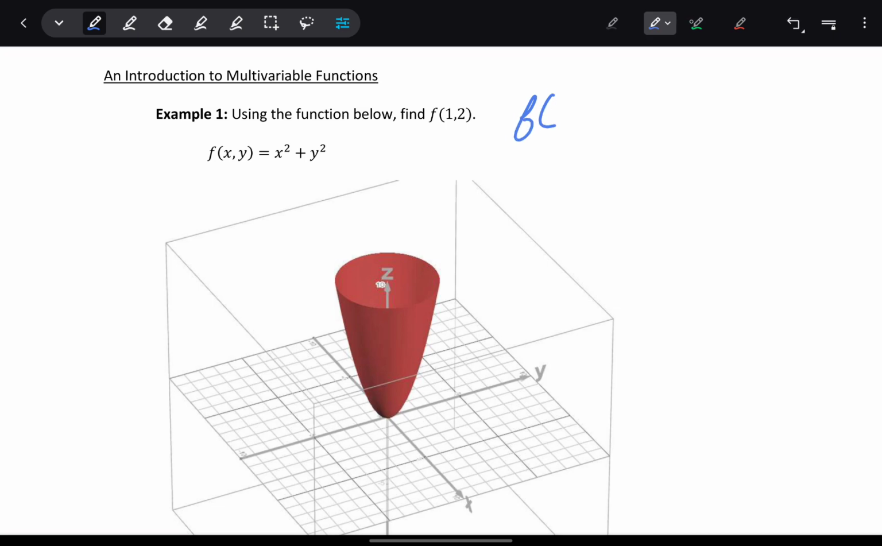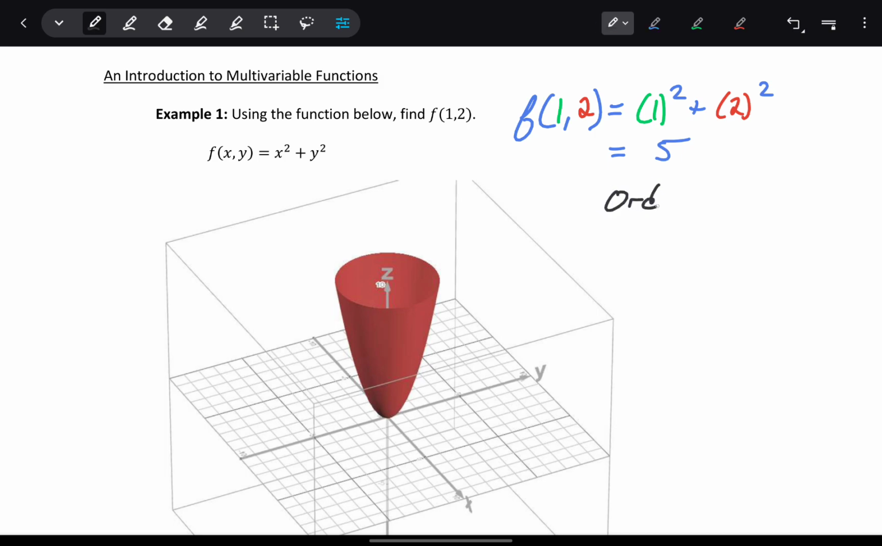In order to evaluate multivariable functions, we follow the same rules and ideas that we did with single variable functions, but we have to start paying attention to which values correspond to x, which values correspond to y, and make sure we're making appropriate choices. So to evaluate f of 1, 2, everywhere we have an x in our function, we would plug in 1, and everywhere we have a y in our function, we would plug in 2. And in this case, we would get the function value 1 plus 4 or 5.